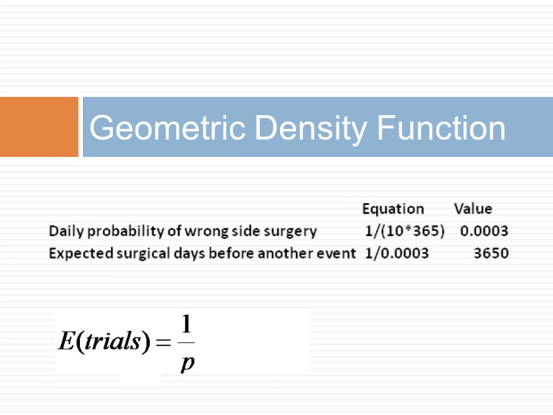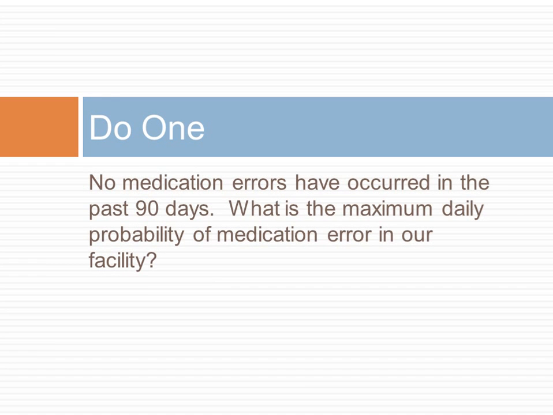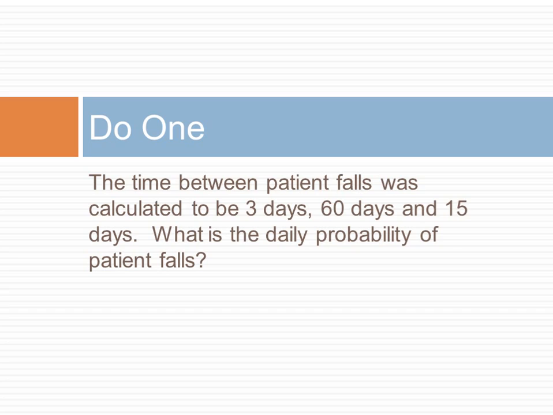If we know that wrong side surgery has occurred only once in last decade, how many surgical days before we can expect another wrong side surgery? See if you can calculate these probabilities. Here is another set that might be interesting to work out.